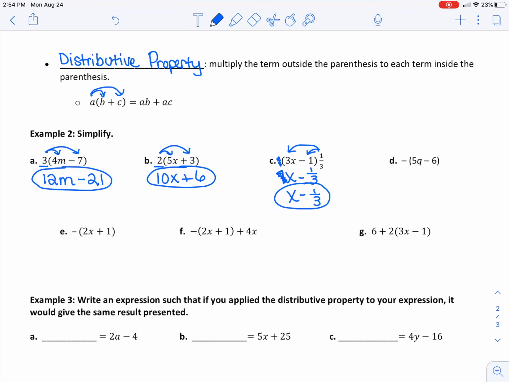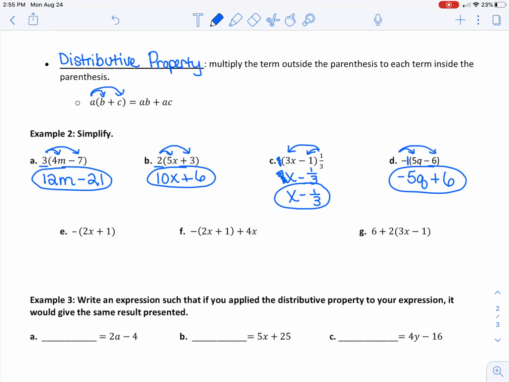Okay, with the D and E, they're very, very similar. If you notice, it doesn't look like there's a number out front, but again, there's that imaginary 1. So I really have negative 1 that I'm going to multiply by everything in my parentheses. And if I do that, technically what I'm really doing is just changing the sign. So negative 1 times 5 is negative 5, and I keep that Q. Negative 1 times negative 6 gives me a positive 6. Okay, I have no like terms here, so this is going to be my final step, and I'm complete.